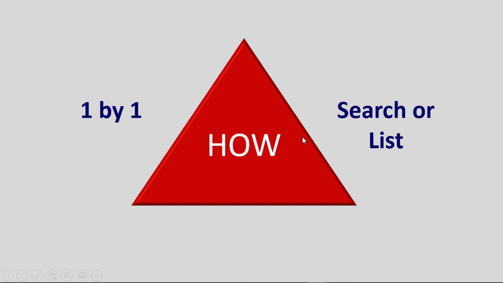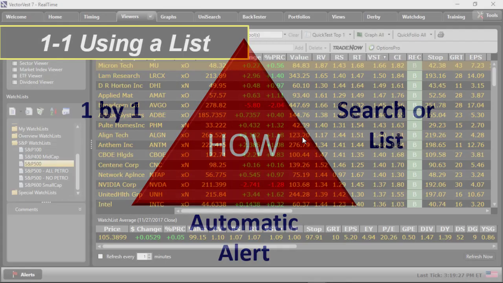Then there's using a scan or a search that filters through a certain list of stocks to find stocks that meet the criteria that you're looking for. And then finally, there's automatic alerts.